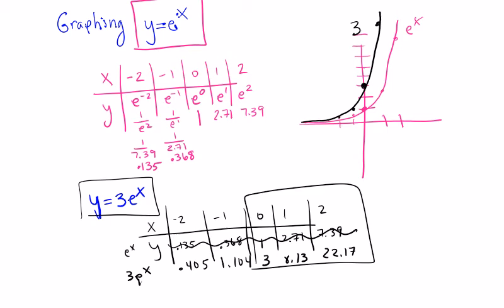So 3e to the x is going to go through the point 0, 3. This is really not working.